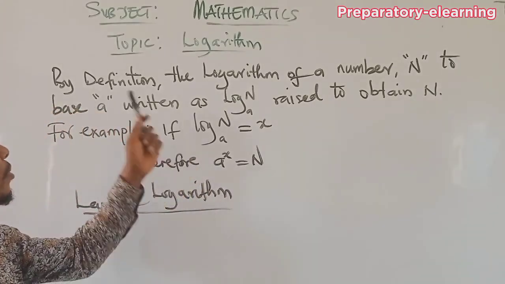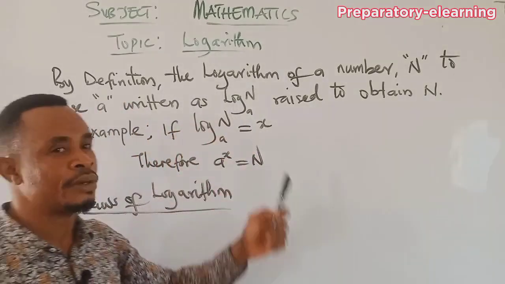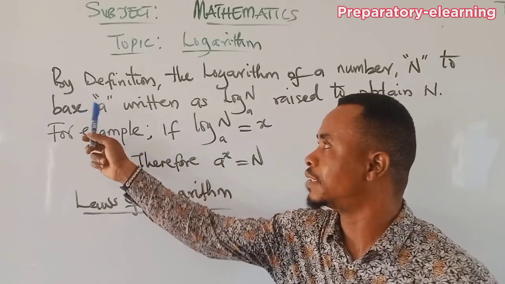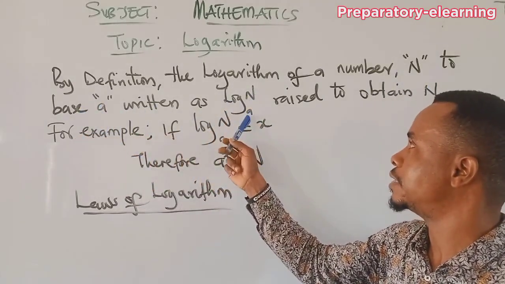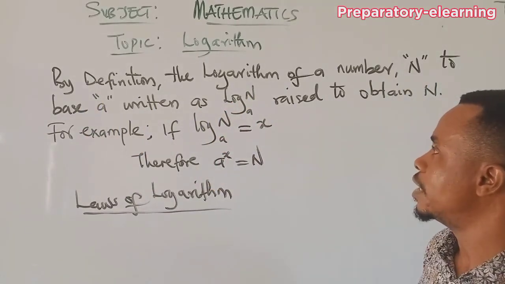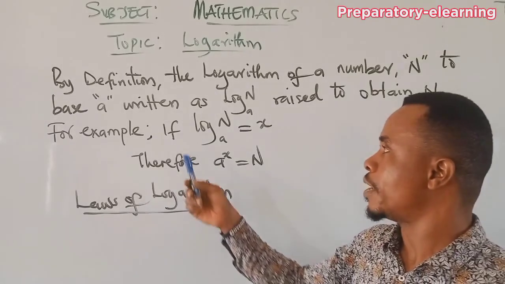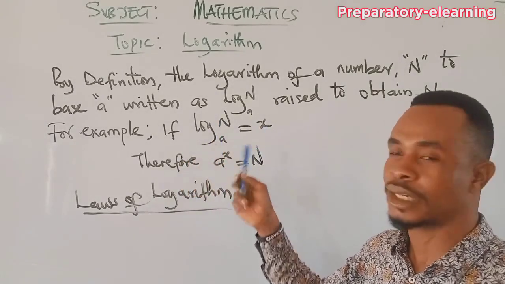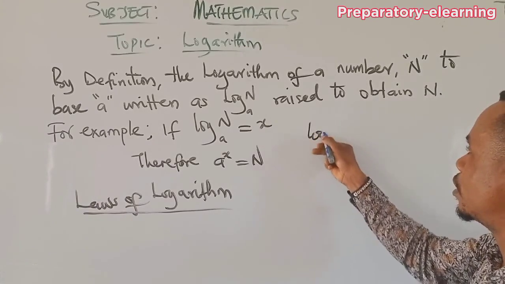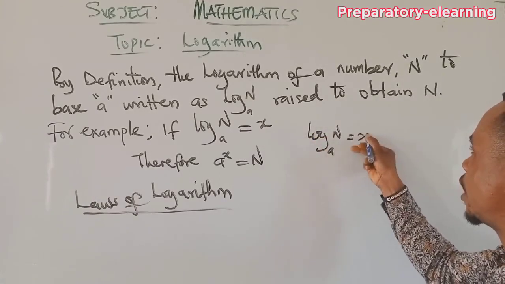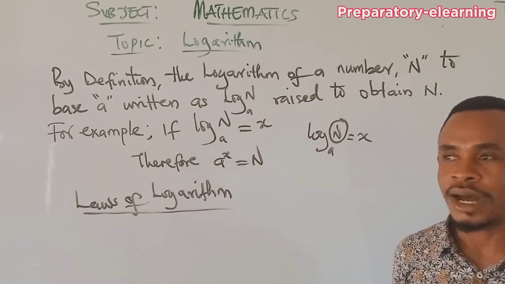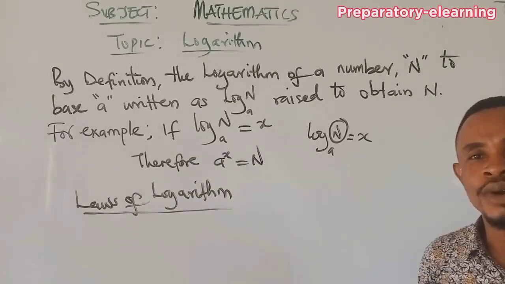So what is logarithm? By definition, the logarithm of a number n to base a, written as log n base a, is the power to which the base is raised to obtain n. Now, how do we solve that? For example, if we have log n base a equals x, how do we obtain this value n? If you are asked to find the value of that n, there is a law of log that has to do with that.